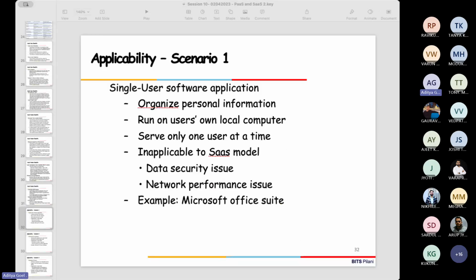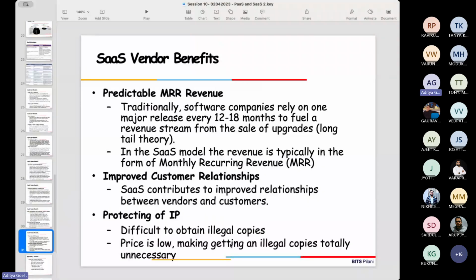Let us now look into some scenarios to see whether a software can fit into SaaS or not. But before I proceed to the scenarios, guys, any questions on the benefits? Any questions anybody would like to discuss or think about?